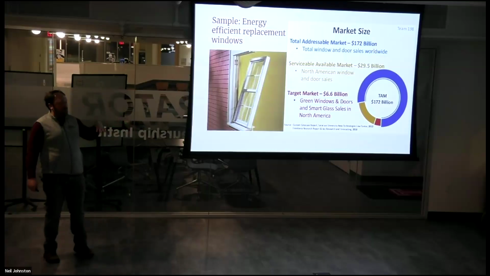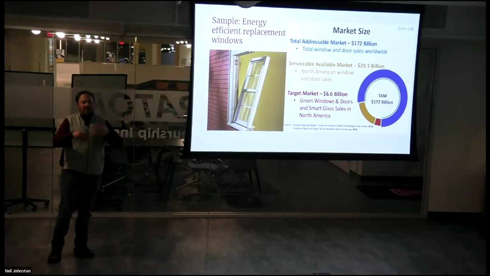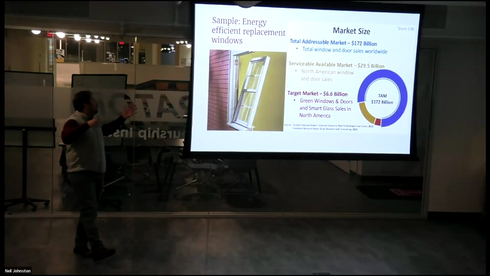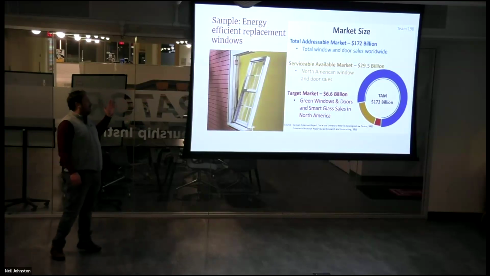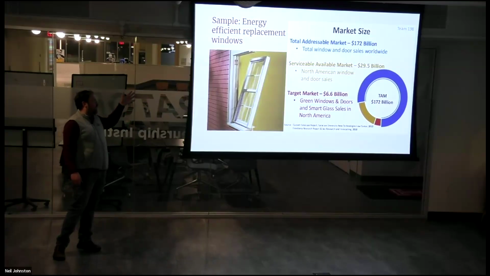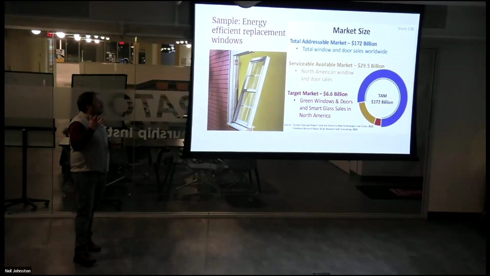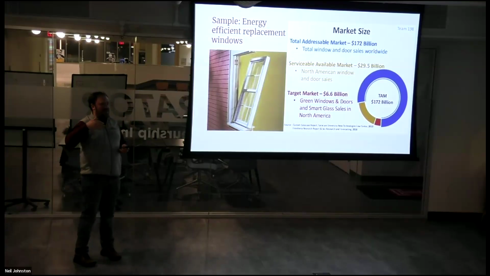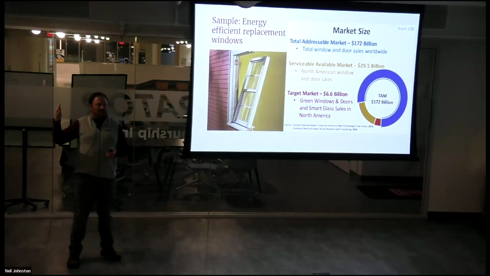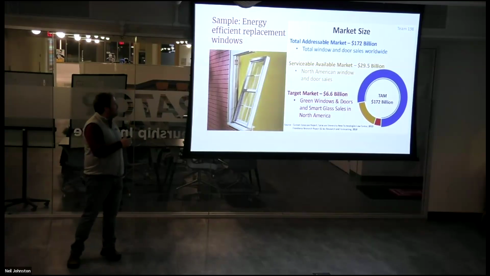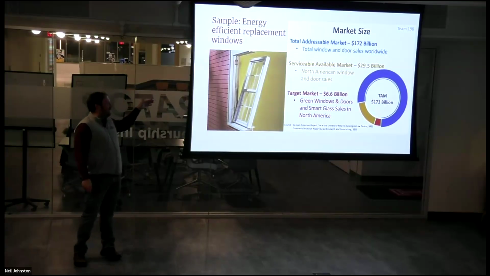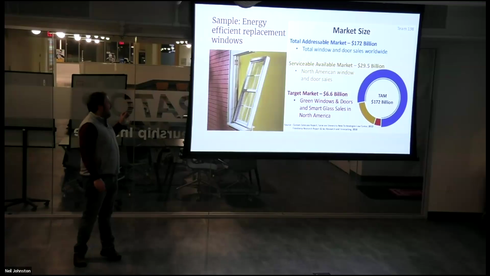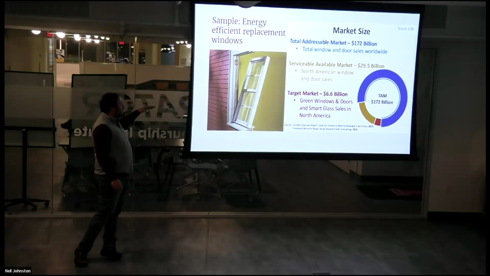That is all total window and door sales worldwide. So again, that's just a way for, if somebody were to make a pitch about energy efficient window replacement, they might start with that total addressable market of 172 billion. The available market, right? You are not going to be, at least at first, the energy efficient window replacement company for all across the world. Maybe let's be slightly less ambitious and think about just North American window and door sales. And so now that's 29.5. And then your target market is 6.6 billion.